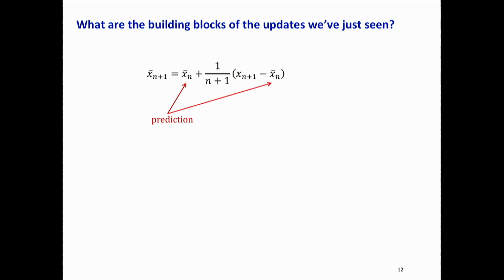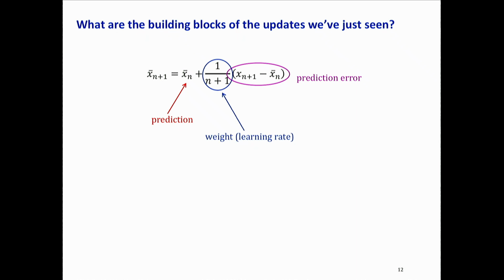So the building blocks of the updates we've just seen are prediction, new input, and again we have this important quantity, the prediction error, and the weight on the prediction error, which we can call a learning rate.